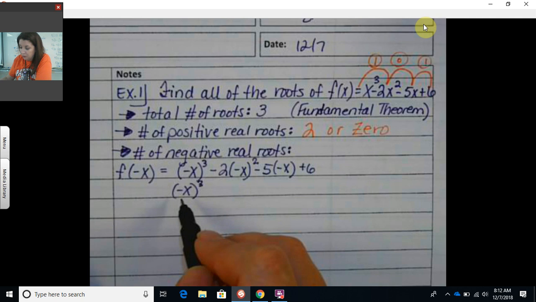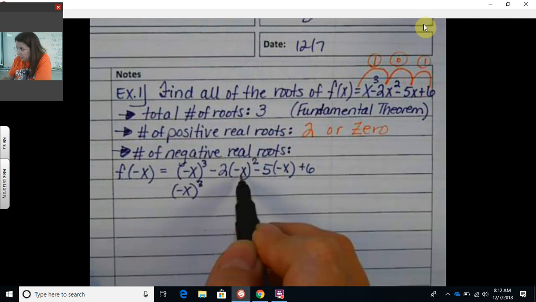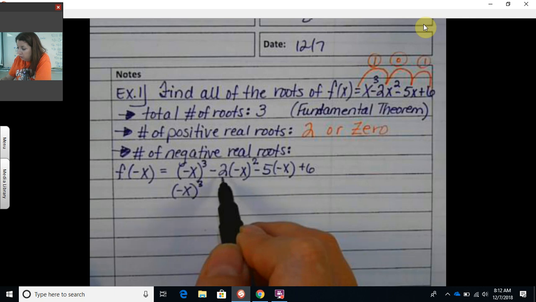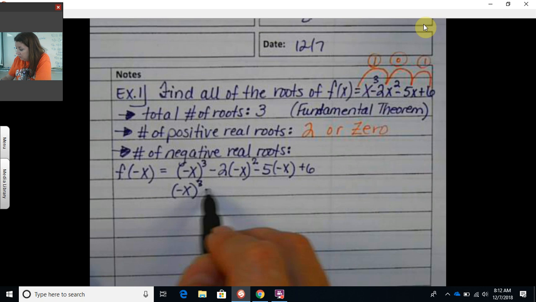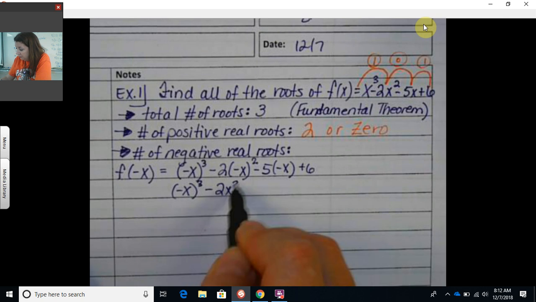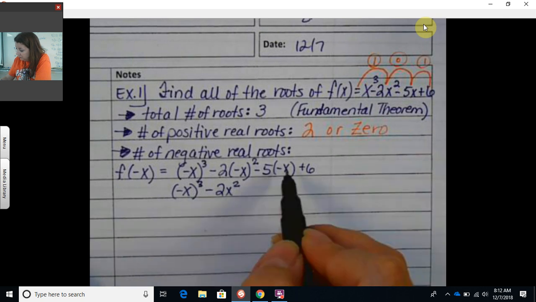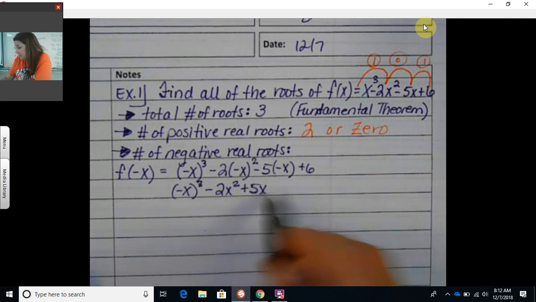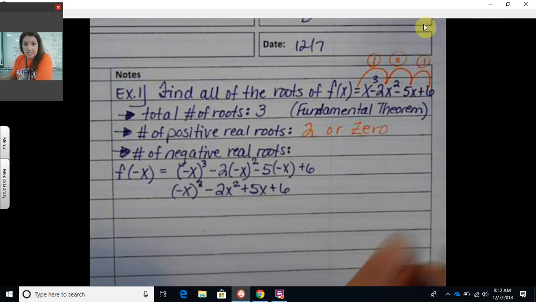All right, over here, don't do negative 2 times negative x first, because exponents come before multiplication. Negative x quantity squared changes to positive x squared, times the negative 2 coefficient is what? So negative 2x squared. Negative 5 times negative x, positive 5x. And then the 6 doesn't have any x's, so just bring down a plus 6.